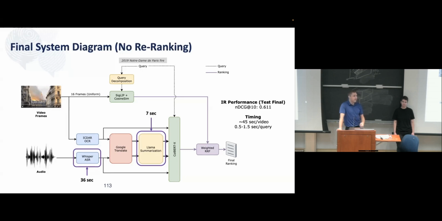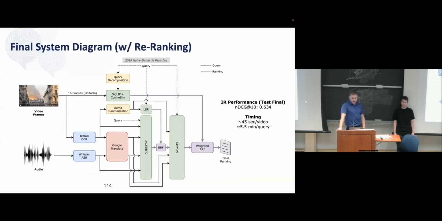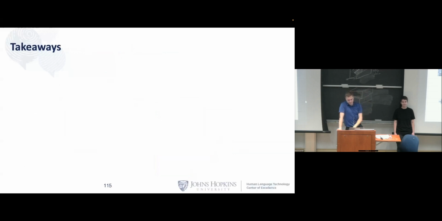The other big culprit is using a language model to summarize. And then with re-ranking, basically the main thing that we're adding in is this big slow re-ranker at the end. The timing for indexing is the same, but if you're willing to wait 5.5 minutes to get results back, you can get 2 points better on NDCG. You probably wouldn't be implementing that into Google anytime soon, but in terms of a leaderboard, that's the thing that's at the top.